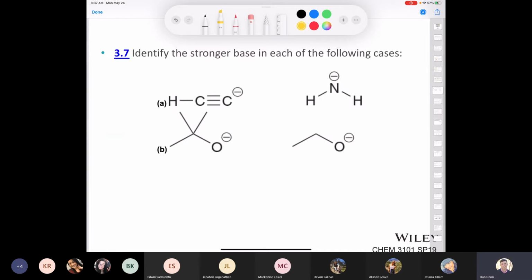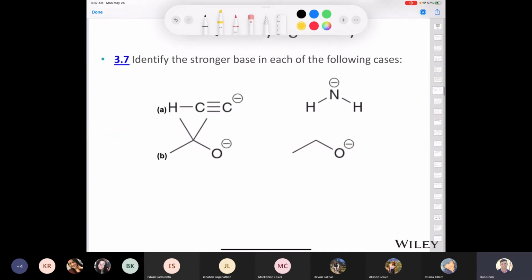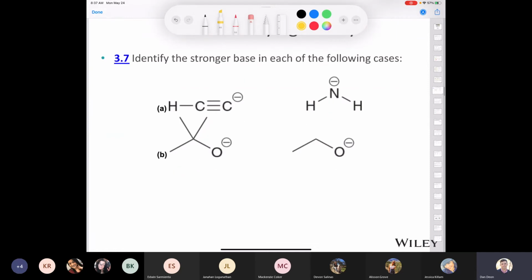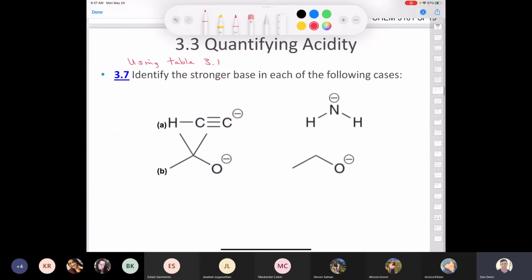It says, identify the stronger base in each of the following cases. This is section 3.3, so we're going to solve this using table 3.1, even though it doesn't say so in the question. Remember that when we're talking about the stronger base, the stronger the base, the weaker the conjugate acid.